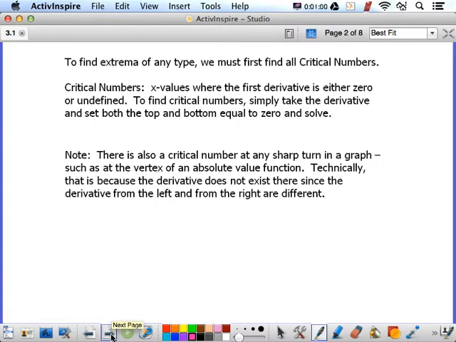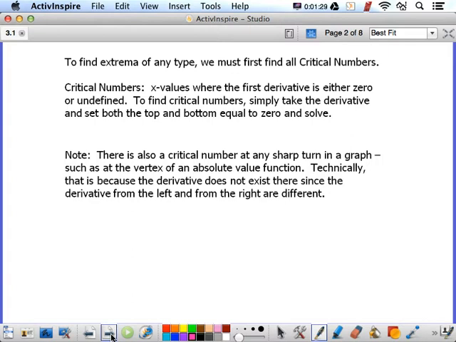The first thing you need to understand is that to find extrema of any type, whether it's relative or absolute, we first have to be able to find all critical numbers. So here's what a critical number is. They are the x values of a function where the first derivative is either 0 or undefined. So in all the places where you'll have a horizontal tangent, a vertical tangent, or a non-unique tangent line, basically.